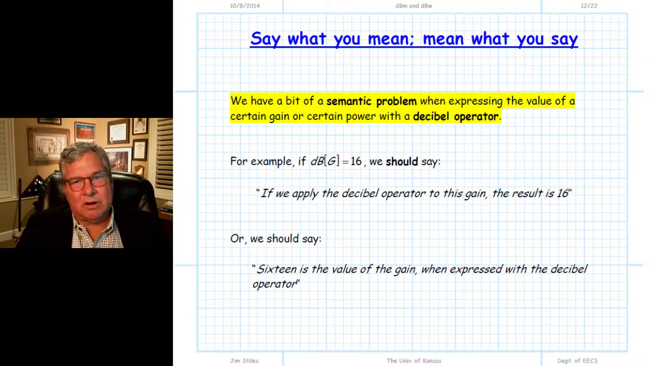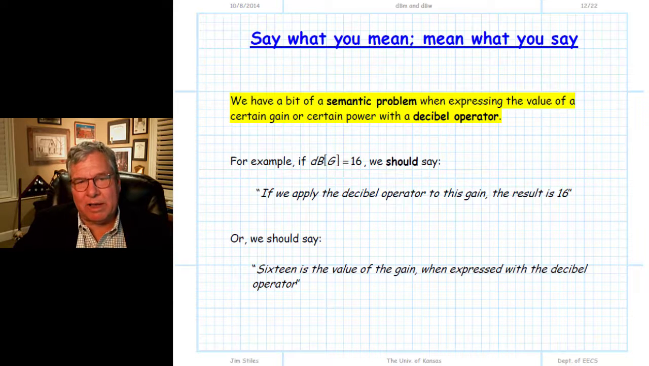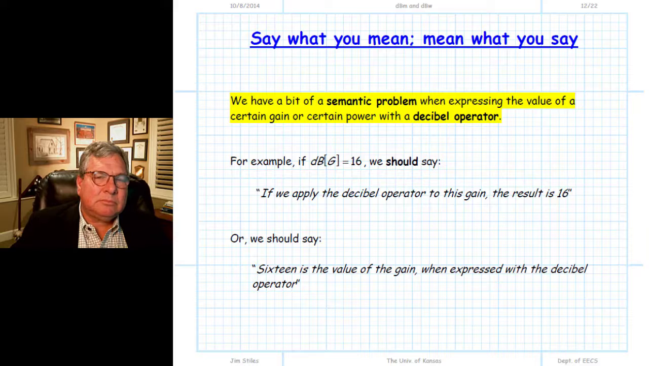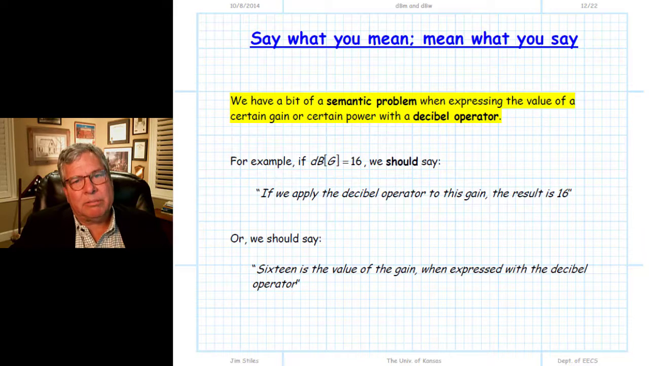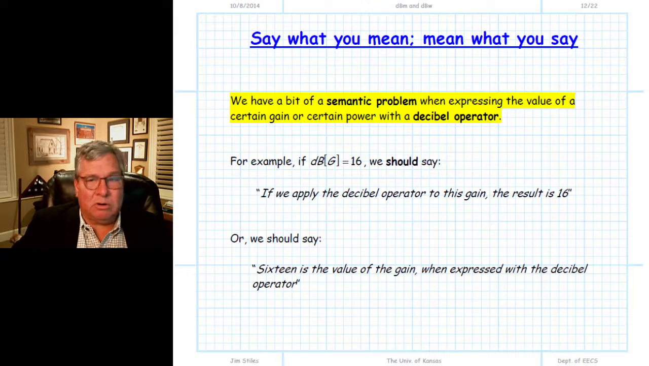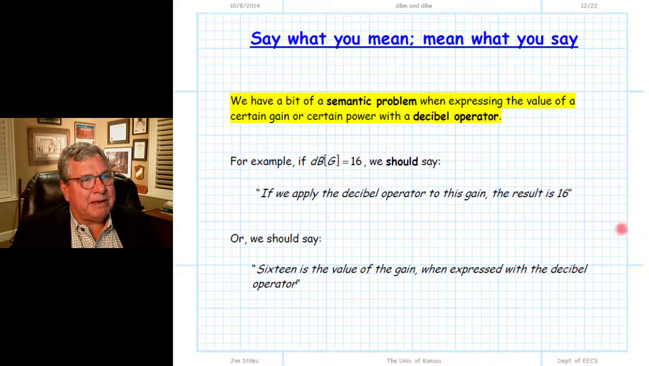Everything we've done thus far is a mathematical explanation of these operators, how they're defined, how we calculate them, and so forth. But when we talk about a power and use these operators, we have a problem in that we have to use the English language to express what we mean, or if we write about these values. And so there's a bit of a semantic problem that occurs when we use the decibel operators dBm or dBw, or a decibel operator in general.